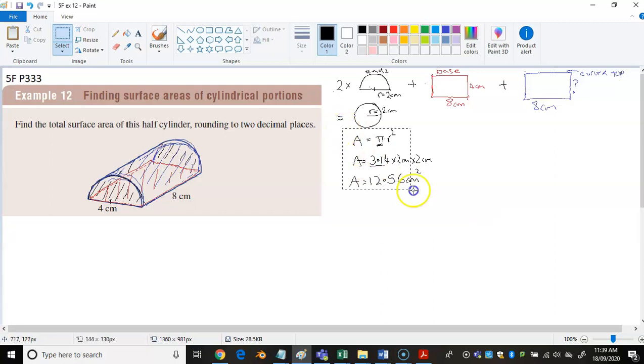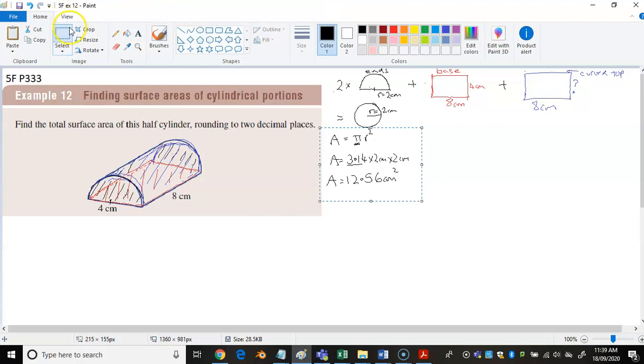Now, what am I doing here? I'm trying to move this out the way. That's better. All right, so I've done the first bit. I've done the area of the two end caps. So we're good with that. That one's done. No worries. Tick.